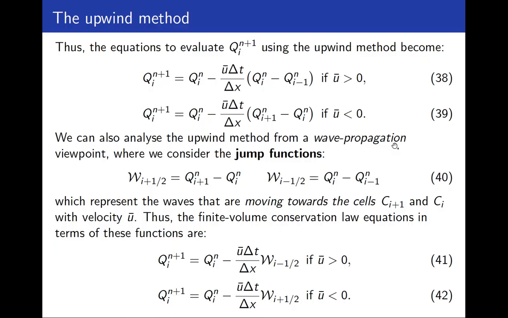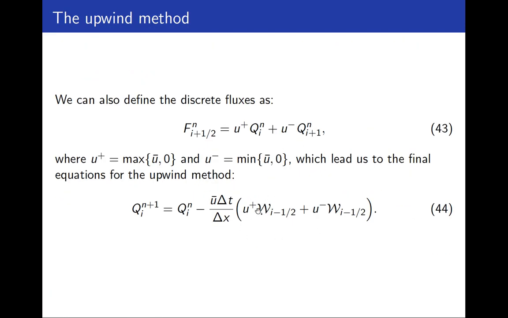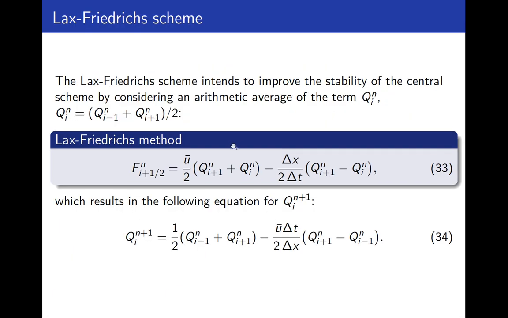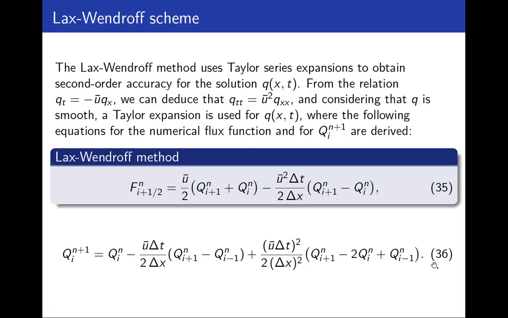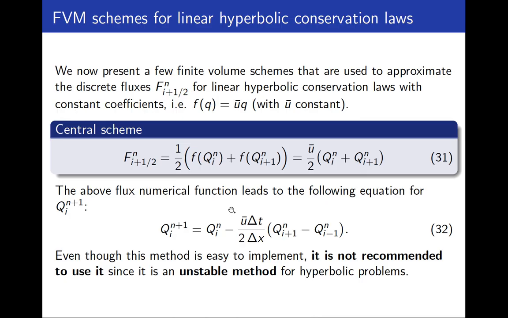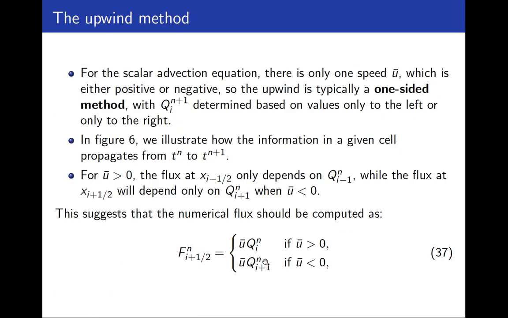As you can notice, the majority of the schemes that I presented here, for instance, this one, 44, for the Lax-Friedrichs, equation 34, equation 36 for the Lax-Wendroff, all these equations are explicit schemes. That means that in order to evaluate the value of Q at a new time step, we only need information from the previous time step.